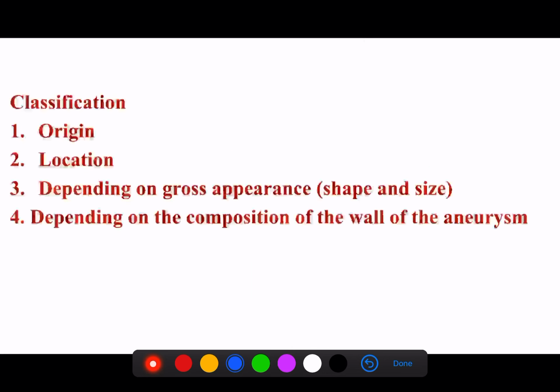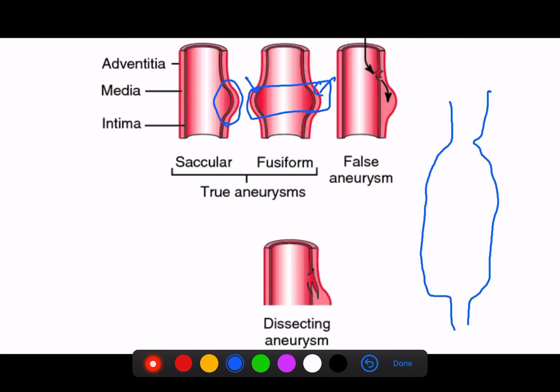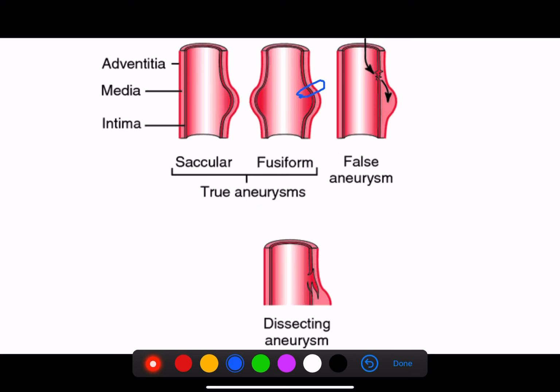Also, depending on the composition of the wall of the aneurysm, it is true or false. A true aneurysm means all three layers are involved in the dilation. All three layers, media, adventitia, and intima, are protruded, all of them bulging. This is a true aneurysm. When only one of them is weakened and dilated, this is called a false aneurysm.